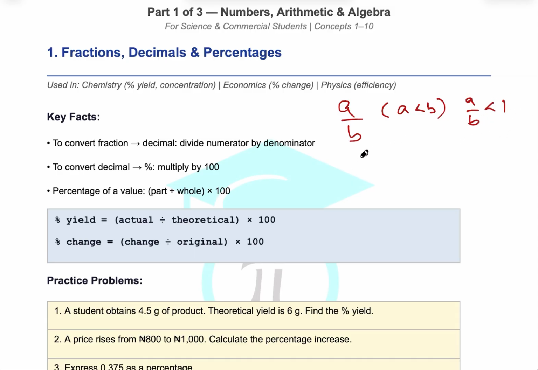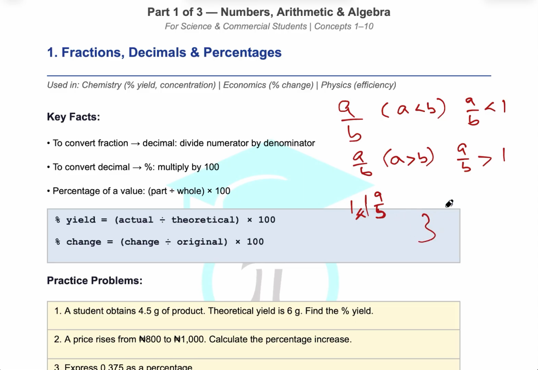For an improper fraction, you have a over b, and in this case, a is greater than b. That means that a over b is going to be greater than 1. And the last one is the mixed fraction. You have a whole number coupled with a proper fraction a over b, and this is the third type of fraction that we have.